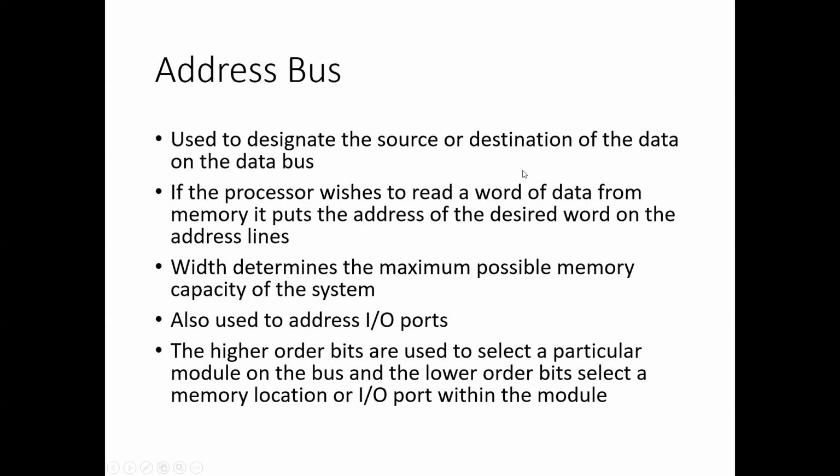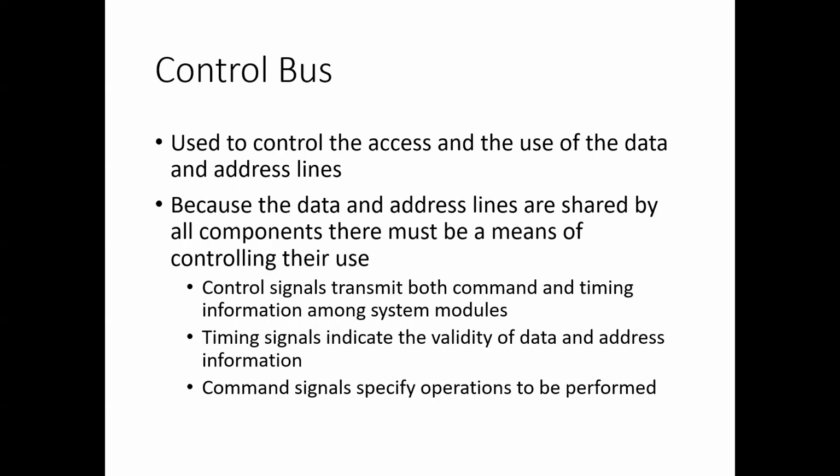The address bus is used to designate the source or destination of the data on the data bus. If the processor wants to read a word of data from the memory, it puts the address of the desired word on the address line, and the width determines the maximum possible memory capacity of the system, which again is a performance factor. We also use the address bus to address I/O ports, and the higher order bits are used to select a particular module on the bus, and the lower order ones select a memory location or an I/O port within the module.